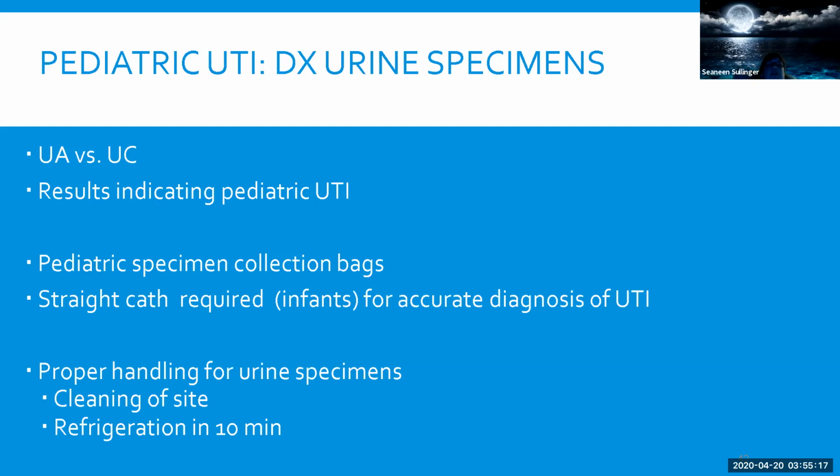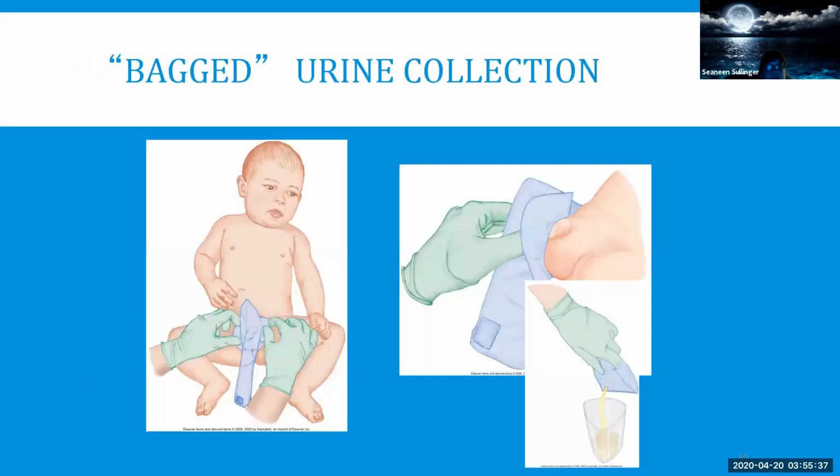But if you just want to do a UA initially, then you can use the specimen collection bags, and you just have to be careful how you place them so that you don't contaminate the specimen with stool. And make sure that you cleanse the site, and you need to refrigerate it if you're not taking it to the lab immediately. And here is a picture of bagged urine collection and emptying it into the container to be measured.